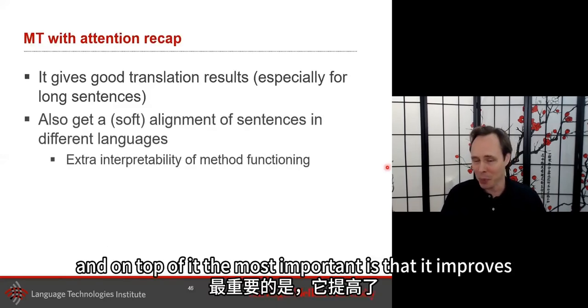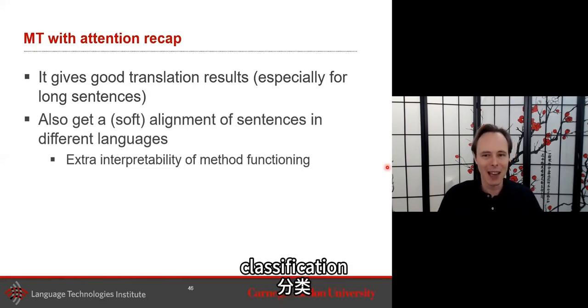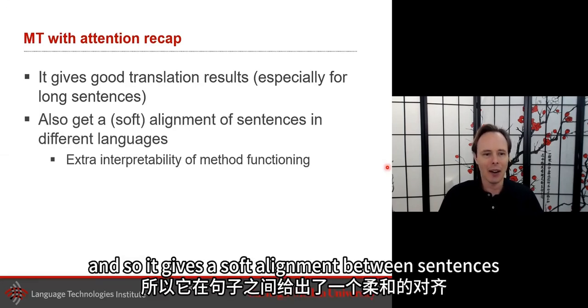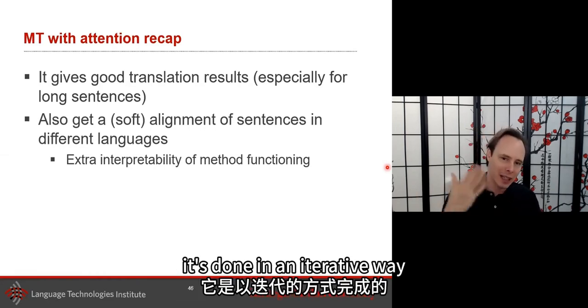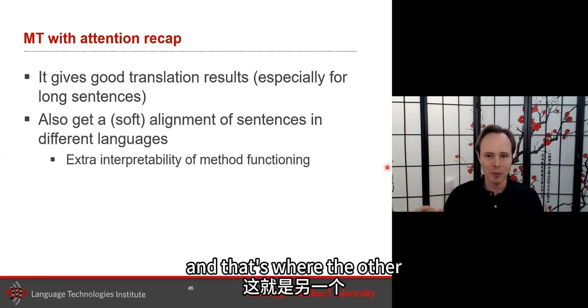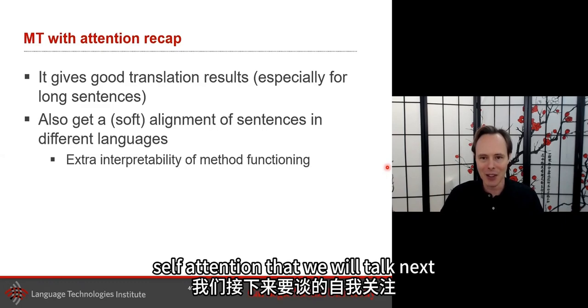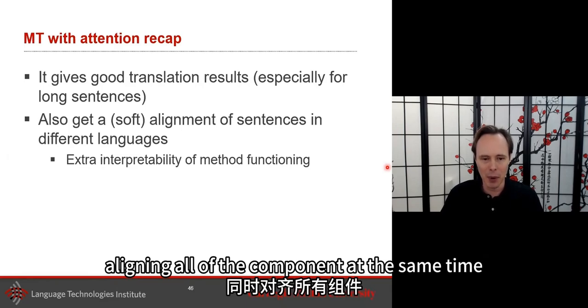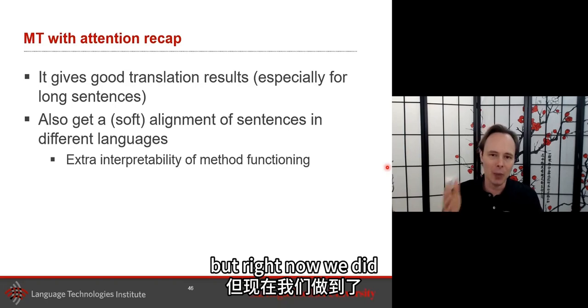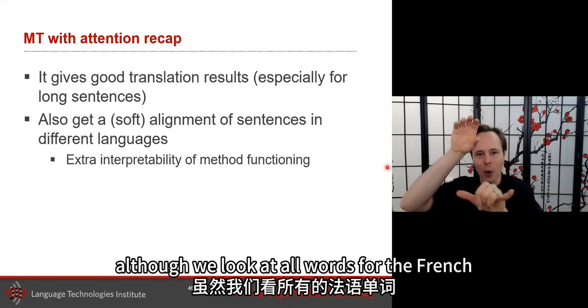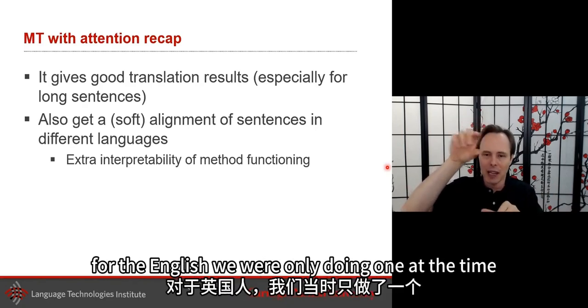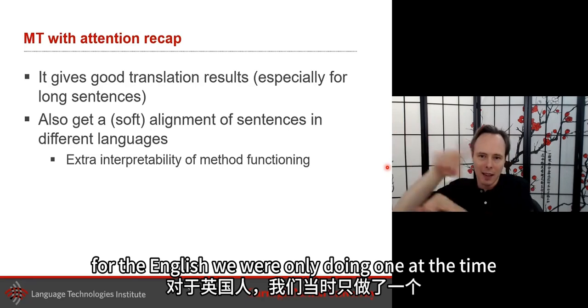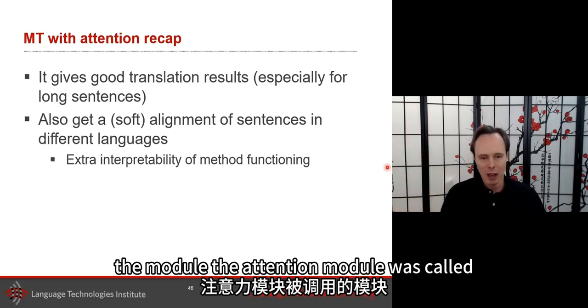And on top of it, the most important is that it improves classification. And so it gives a soft alignment between sentences. It's done in an iterative way, and that's where the self-attention that we will talk about next Thursday will allow you to do it all at the same time, aligning all of the components at the same time. But right now, although we look at all words for the French, for the English we were only doing one at a time. The attention module was called one at a time.